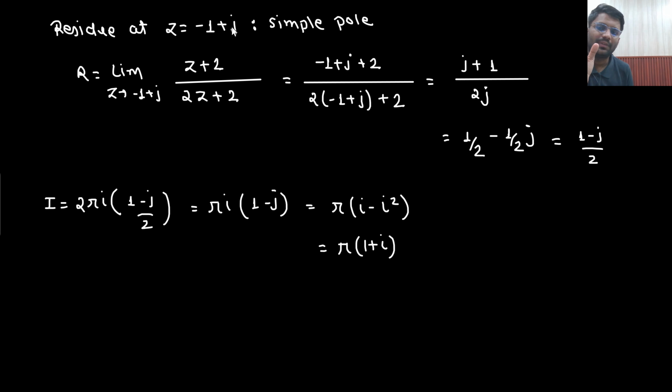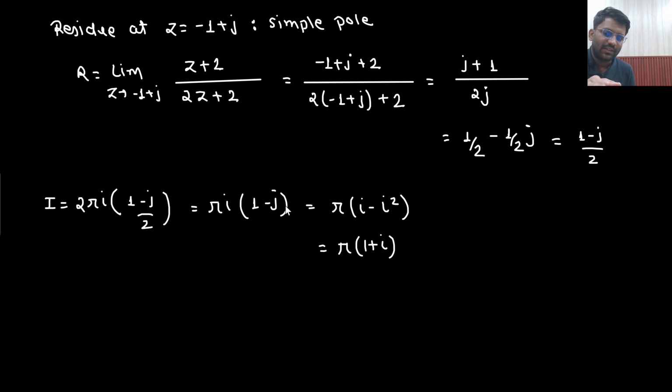So simply you just put the value minus 1 plus j, minus 1 plus j. This was lying inside. I just put it here, and then I could see that j plus 1 minus 2, 2j plus 2. So that is getting cancelled out. 2j, 1 by 2 minus 1 by 2j, 1 minus j divided by 2. Then I put 1 minus j divided by 2. 2 and 2 get cancelled out. Pi iota into 1 minus j.